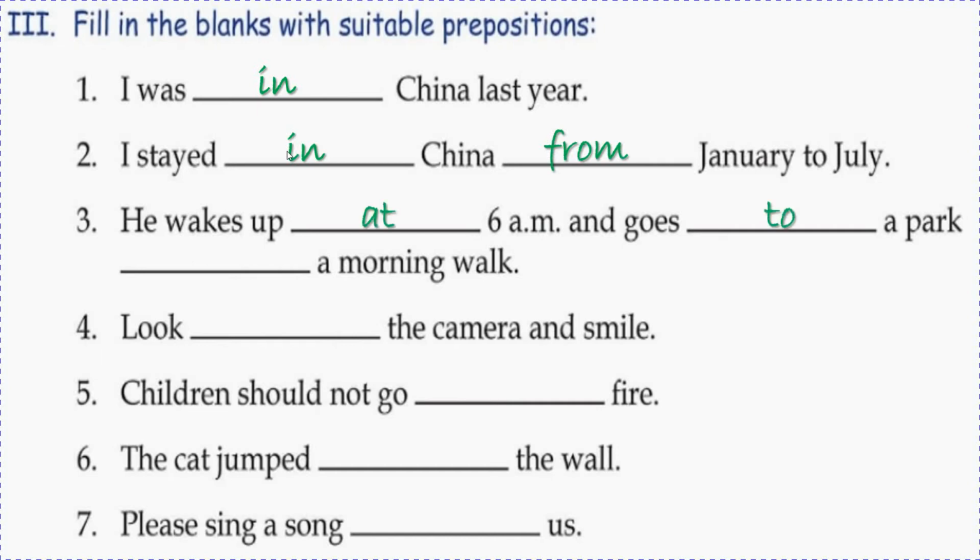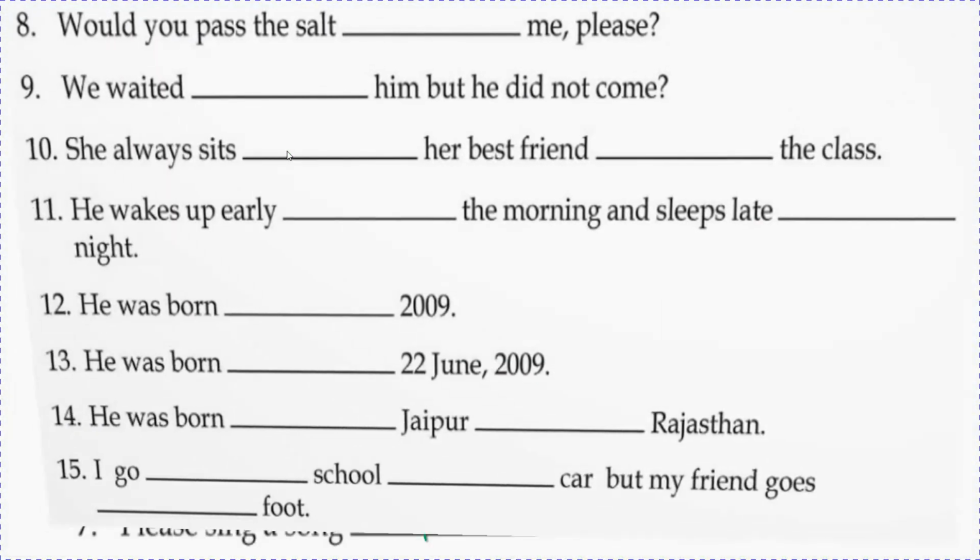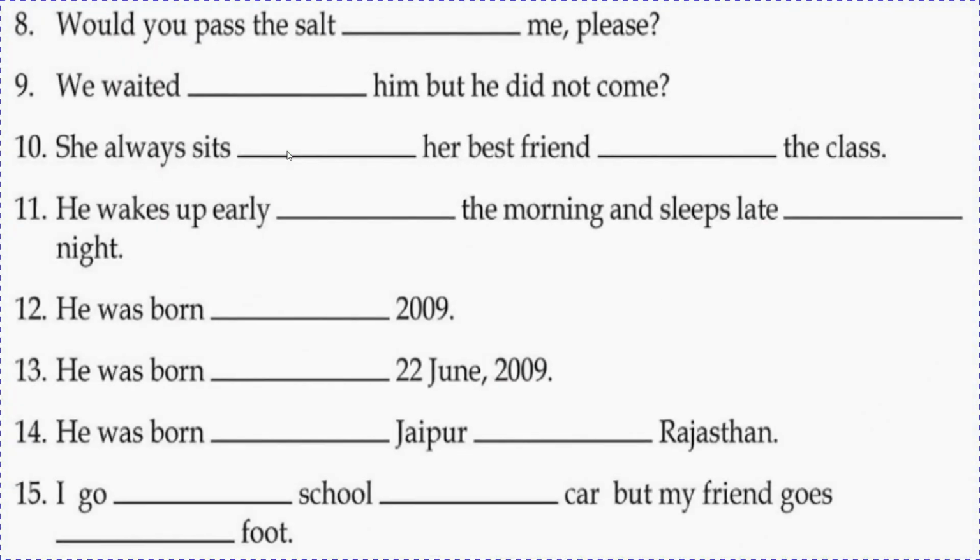And goes to a park for a morning walk. Look at the camera and smile. Children should not go near fire. The cat jumped over the wall. Please sing a song for us. In the same way, point number 8, would you pass the salt to me, please?